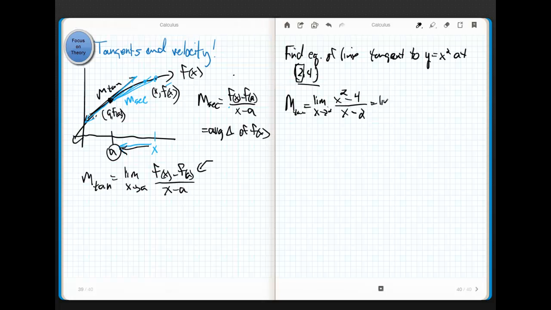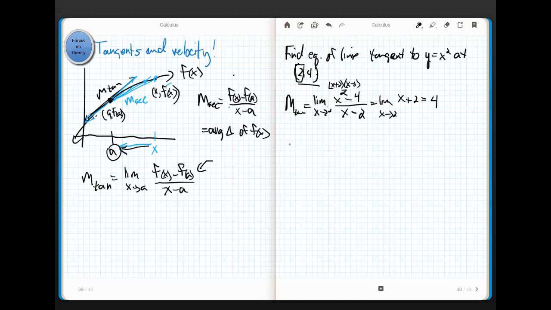Now, if I try and plug 2 in, bad things happen. I get a 0 over 0. We've done this before, ad nauseum. So if I factor, if I turn this into x plus 2 and x minus 2, then my x minus 2's cancel, and I end up with the limit as x approaches 2 of x plus 2, which is affectionately known as 4. Guess what? That's my slope.